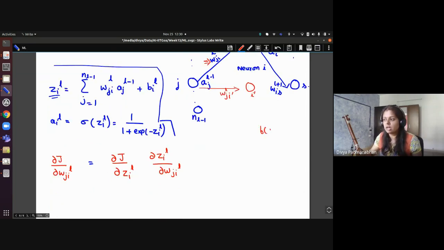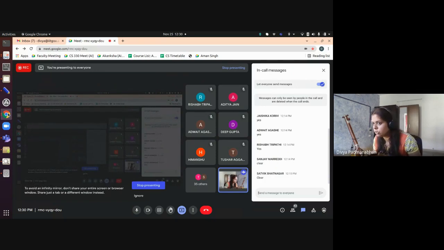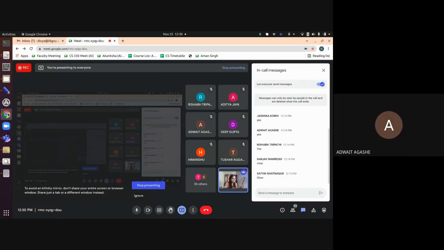More generally, if you have a function like this, f of g of x, and you want to find the derivative of this with respect to x, recall from your calculus lessons, you would have seen that this is dou f by dou g times dou g by dou x. Okay, so it's basically the same thing that's going on here. So you take the derivative with respect to z and then dou z by dou w. Okay, so I hope this is clear. I hope the chain rule you all understand how to use it, right? Is that clear? Are you all familiar with the chain rule? Yes, ma'am.